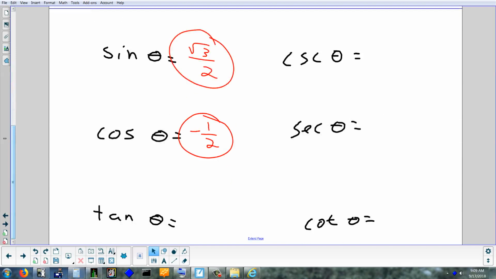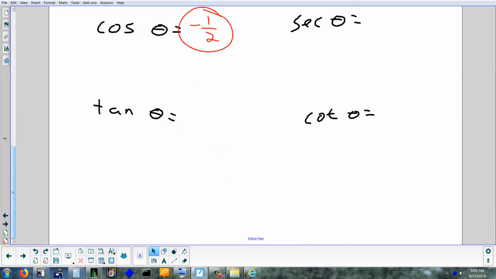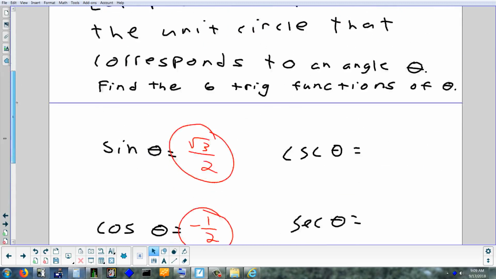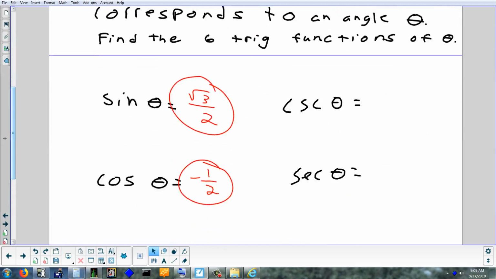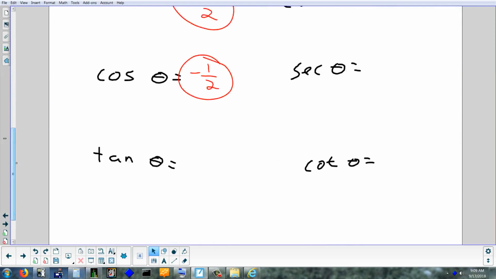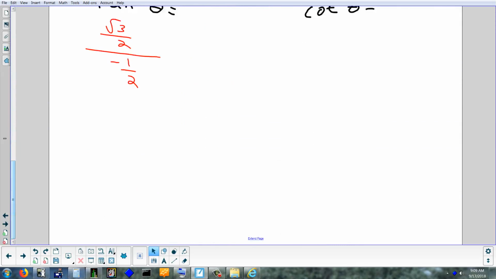Justin, now we're at tangent. What's my formula for tangent? Y over x. So y is the square root of 3 over 2, and x is negative a half, and we're going to divide them. So square root of 3 over 2 divided by negative a half. When you have a fraction divided by a fraction, some people take the one on the bottom, flip it, and make it multiplication. And then the 2's cancel.